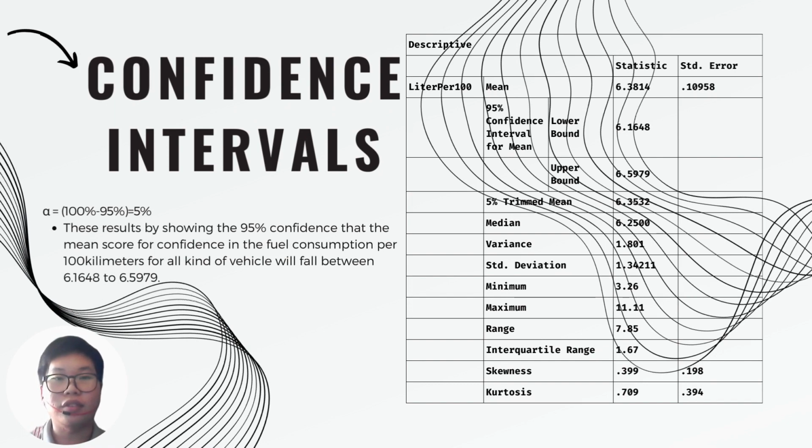Next, confidence intervals. The result shows we are 95% confident that the mean fuel consumption per 100 kilometers for all kinds of vehicles will fall between 6.1648 and 6.5979.